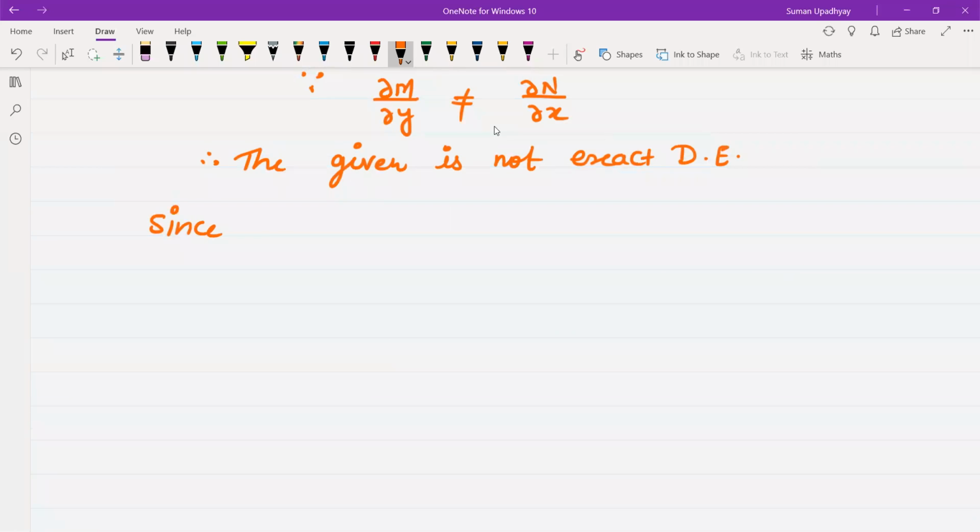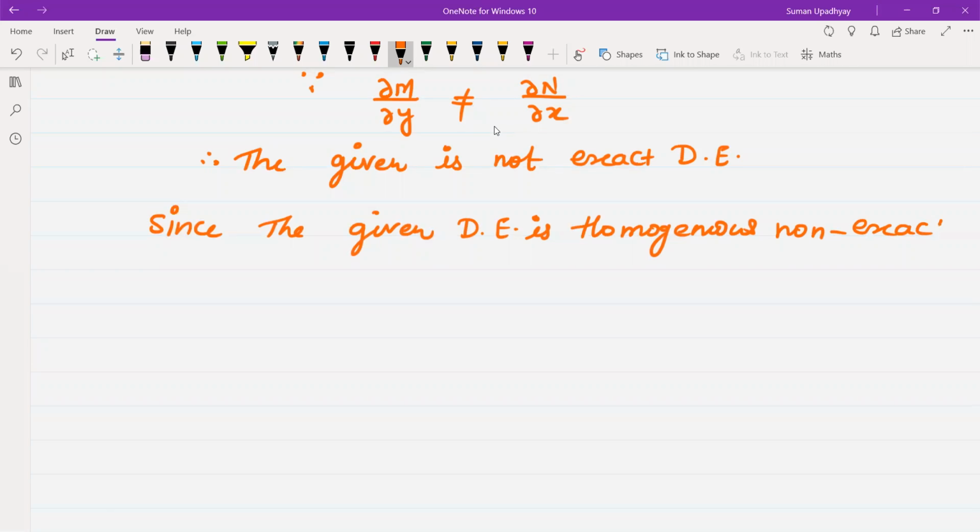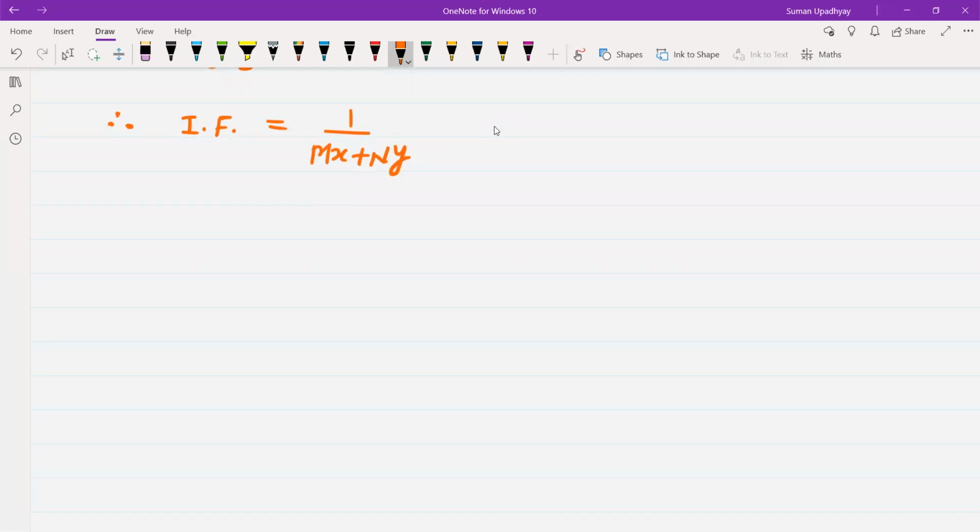Since the given differential equation is homogeneous and non-exact, did you understand why I am saying non-exact? Yes, ma'am. Therefore, the integrating factor will be 1 upon Mx plus Ny. So let us calculate 1 upon Mx plus Ny.